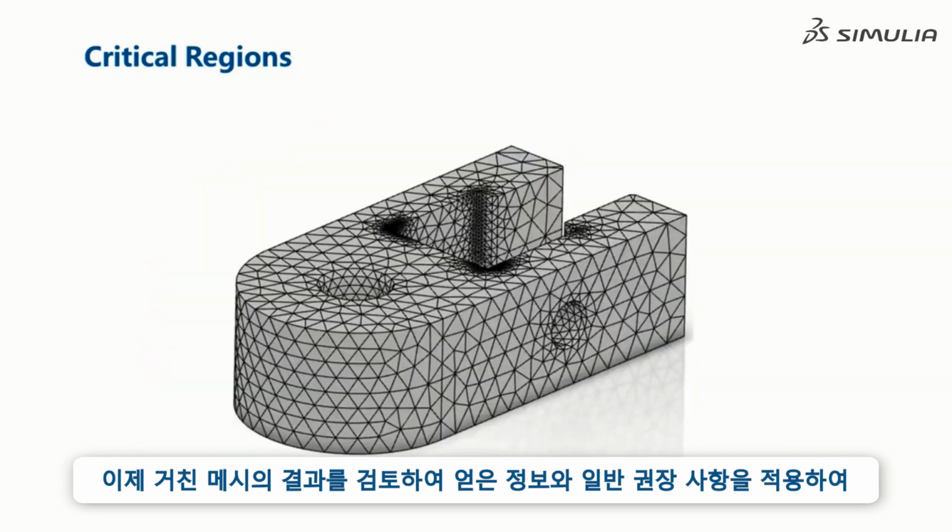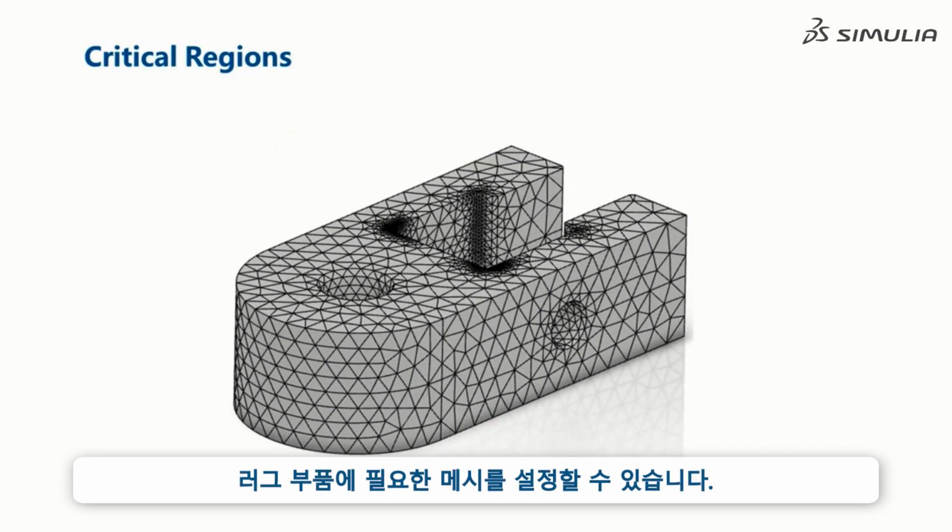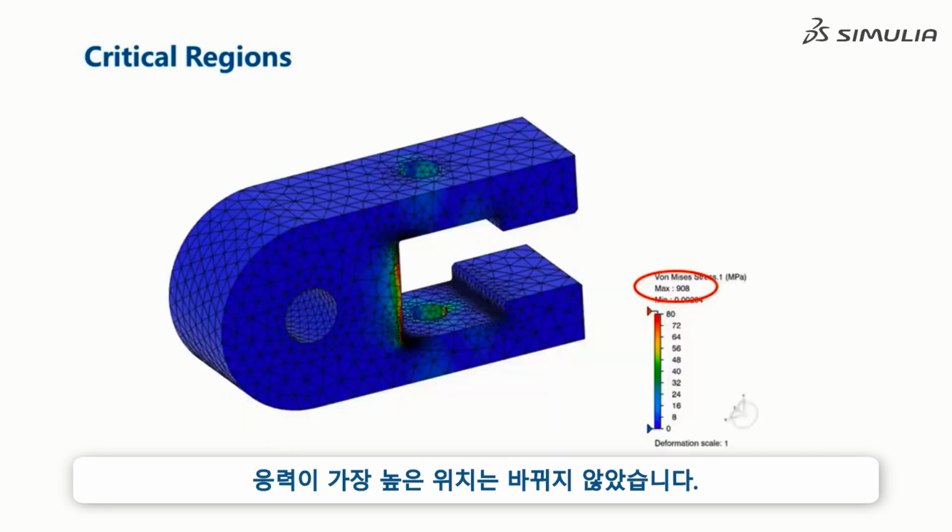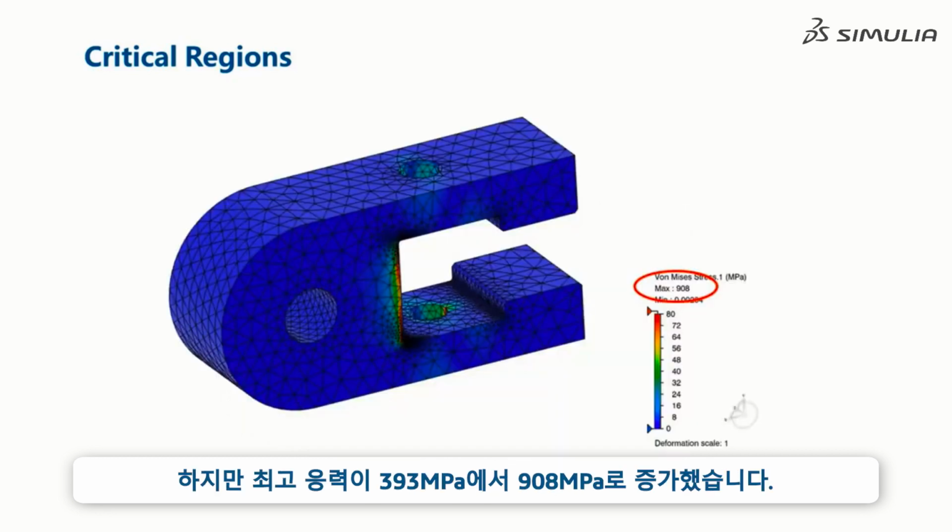We can apply the knowledge gained from reviewing the results from the coarse mesh and the general recommendations to design our mesh for the lug part. The locations of highest stress have not changed. However, the peak stress has increased from 393 megapascals to 908 megapascals.